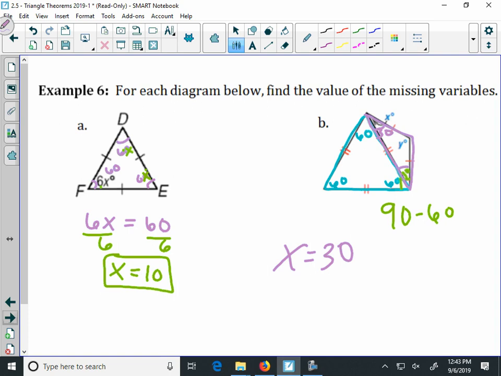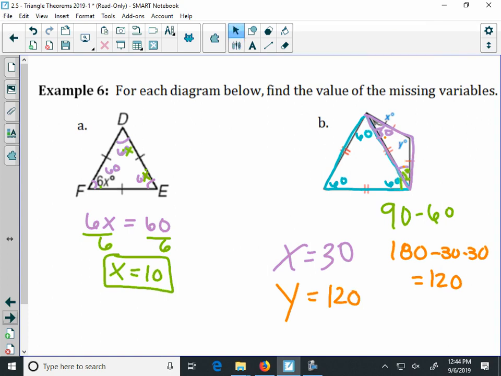Okay. How can we find y? Subtract 60 or 180 minus 60 or 180 minus 30. Yeah, just subtract the other two angles because then we have a triangle. So to figure out the third angle, just subtract the other two from 180, and what do we get? 120. So y equals 120. Questions over that?